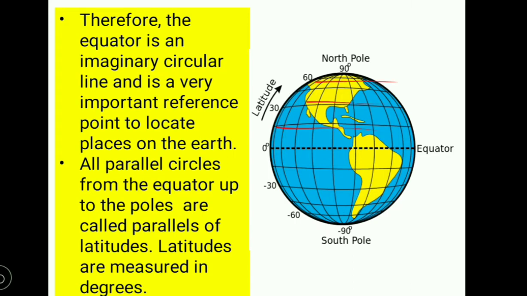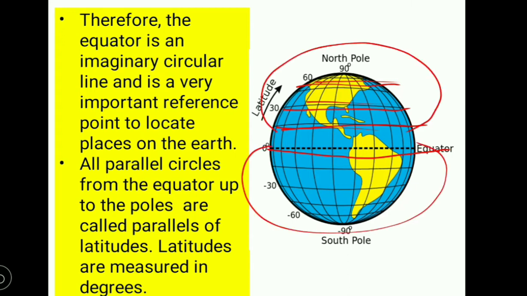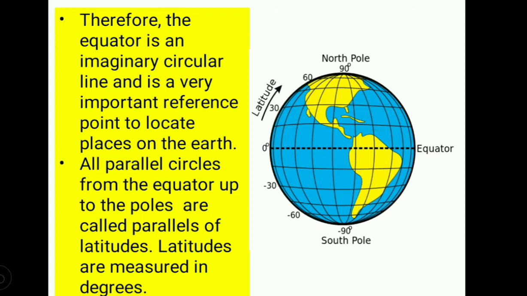Why do we call them parallels? The 0 degree is the equator line, and all the lines are parallel to each other, so the lines never meet each other. Each covers one circle around the whole globe. That's why we call them parallels of latitudes. The latitudes located in the northern hemisphere are called north latitudes, and the latitudes located in the southern hemisphere we call south latitudes.